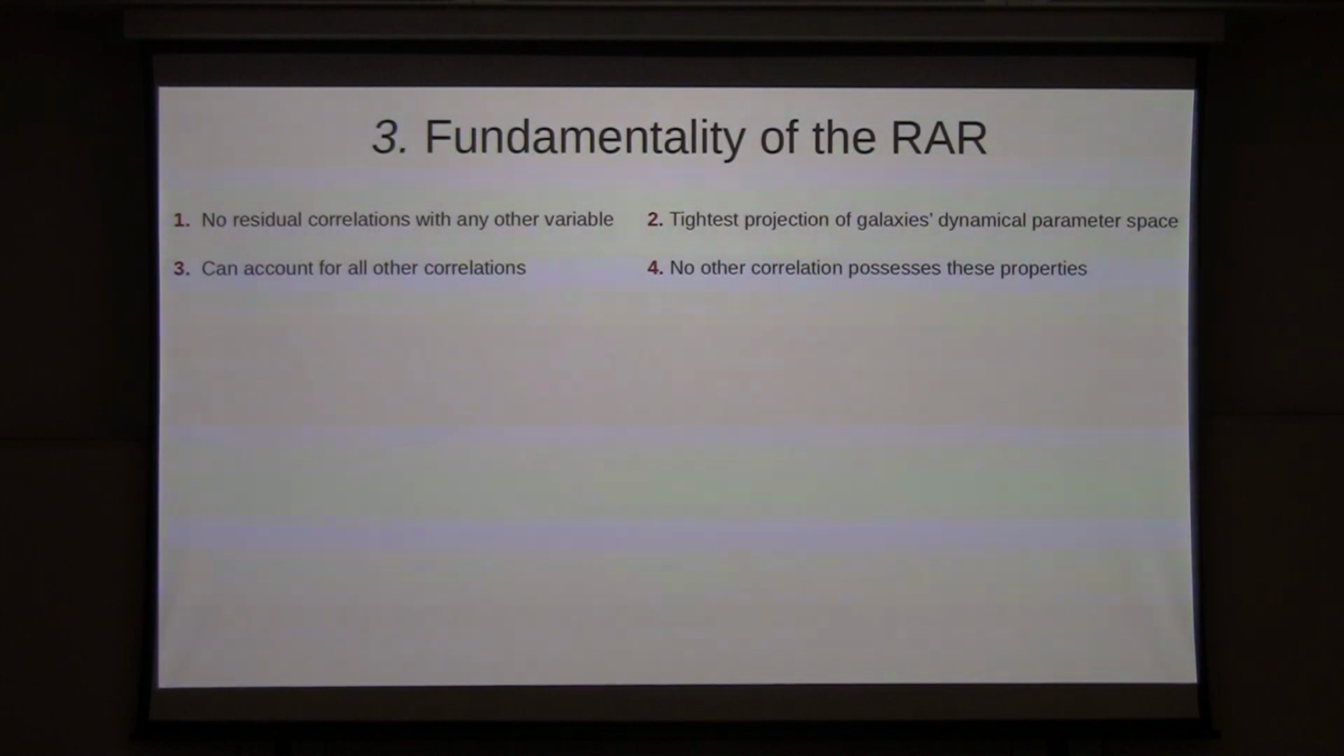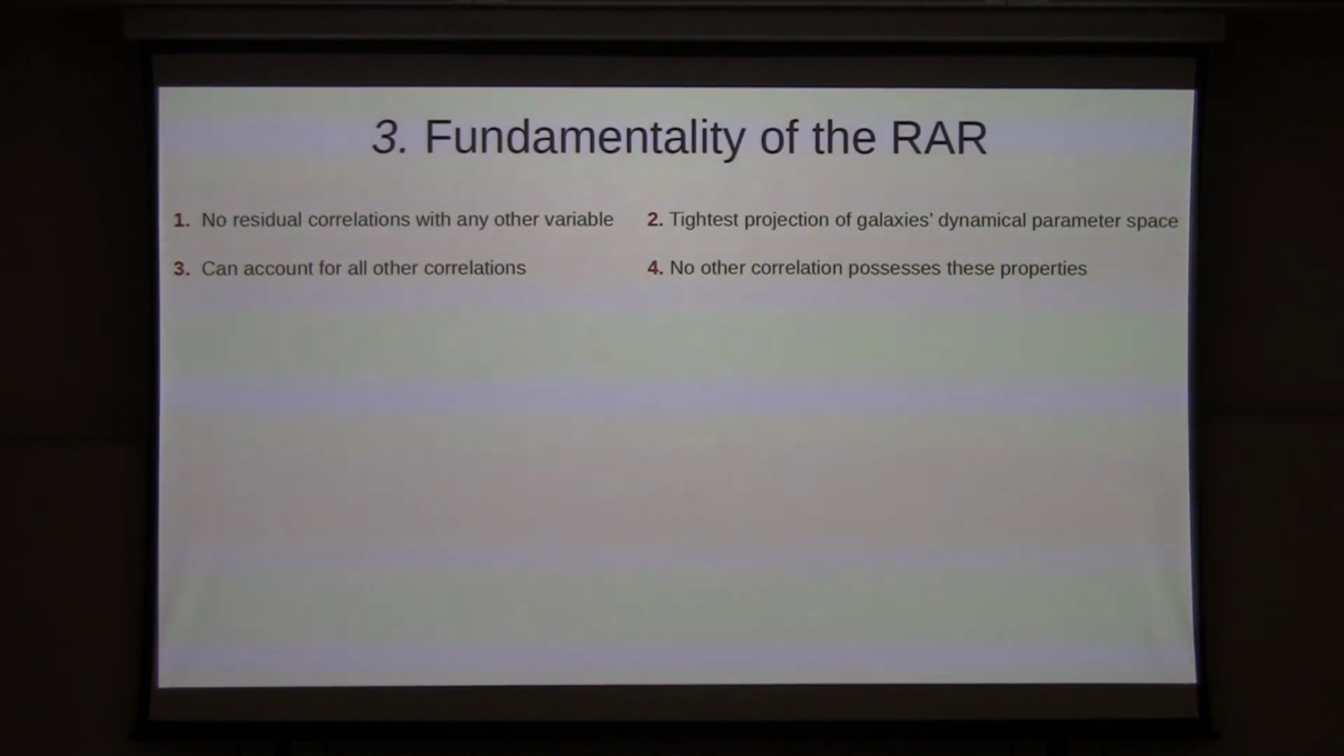So here I want to know whether the RAR can be considered in some sense the fundamental correlation of the radial dynamics of late-type galaxies. So I have these 4 criteria for what it would mean for any relation like the RAR to be fundamental. So it must have no residual correlations with any other variable, because if it did, then you could make a tighter relation by including that variable. It has to be the tightest projection of galaxies' dynamical parameter space. It has to be able to account on its own for all the other possible correlations. And it has to be unique in that no partially independent correlation also possesses those properties.